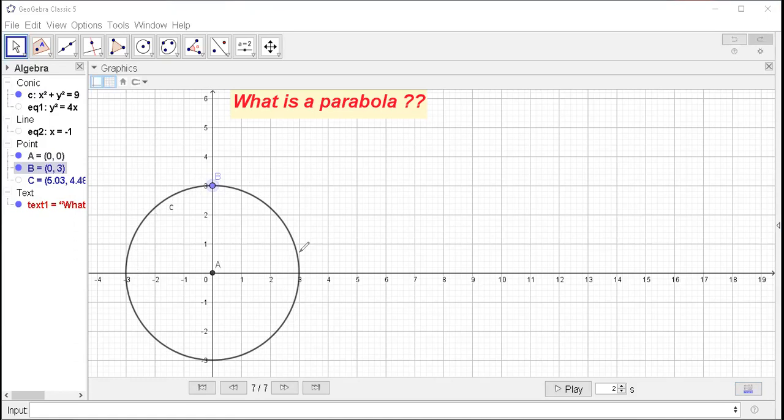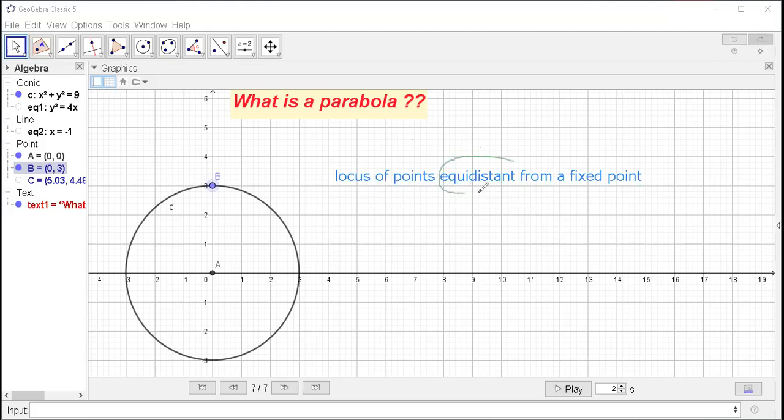It is a locus of points, or the path followed by points, such that they are equidistant from a fixed point. That fixed point is my center. I'm repeating: it is the locus of points equidistant from a fixed point. All the points which are equidistant from a fixed point. Okay, should I remove these lines? Okay, good. So they are equidistant.